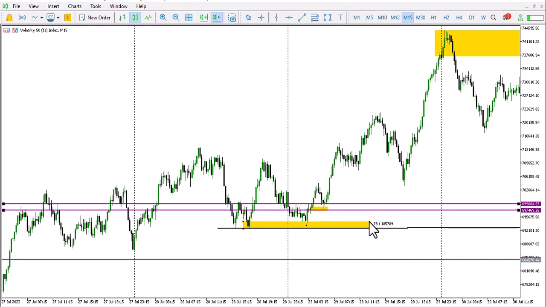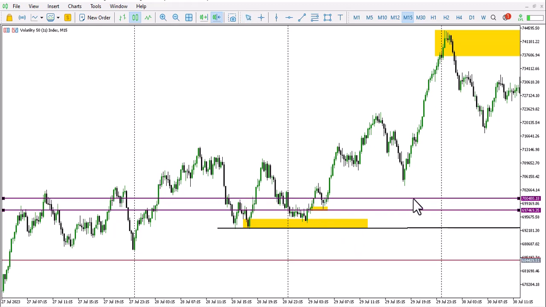You guessed it right. You are going to just enter as price retests that order block on the M15. That's your trade, that's your entry, and you are going straight to enter that particular trade.